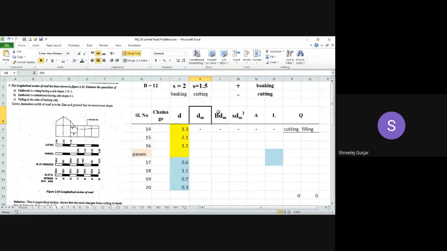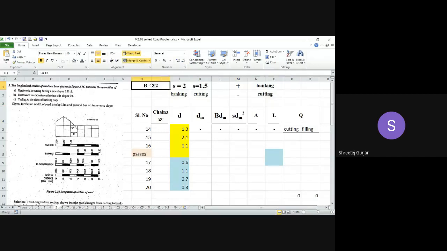Mean depth, mid section depth, what formula. So D has become dm over here. D we convert it to dm, that is mean, and then we calculate bdm plus sdm squared. So this squared is only for D, it is not whole squared. S into D squared.